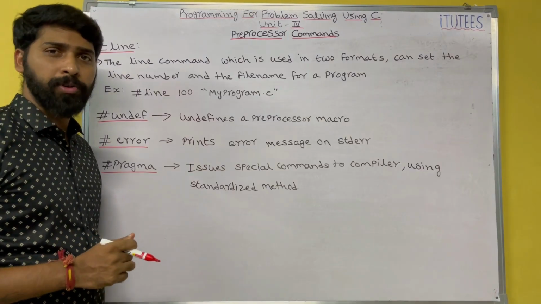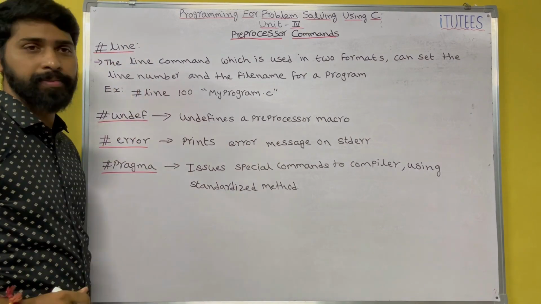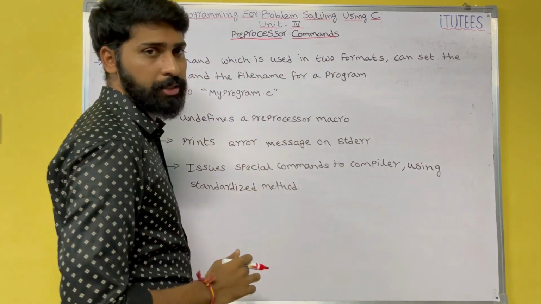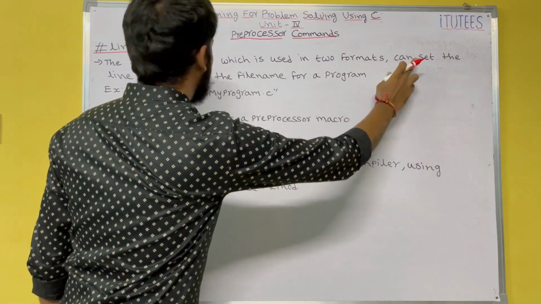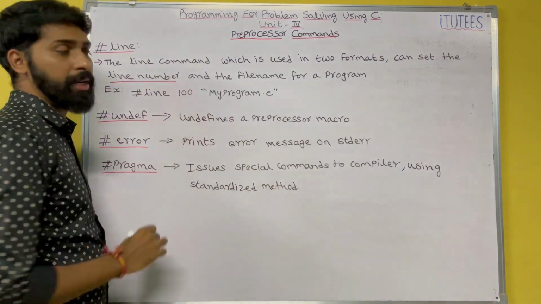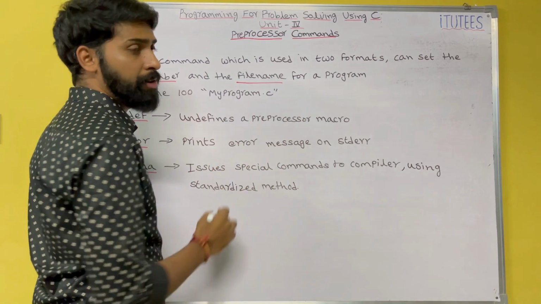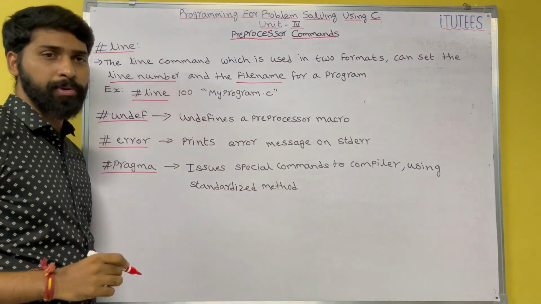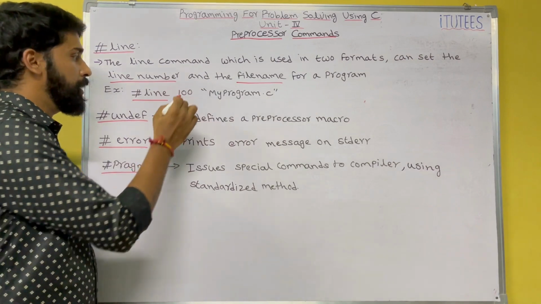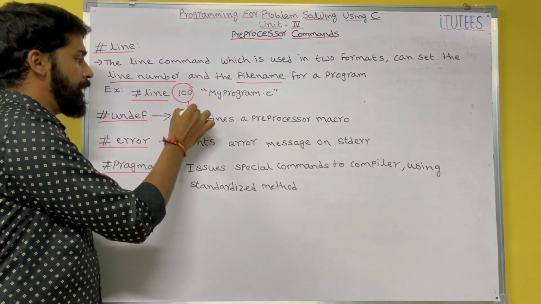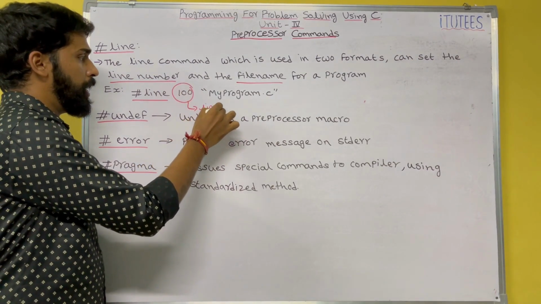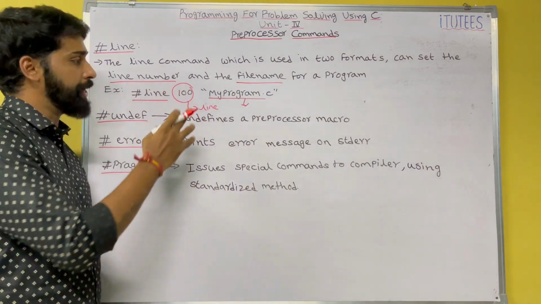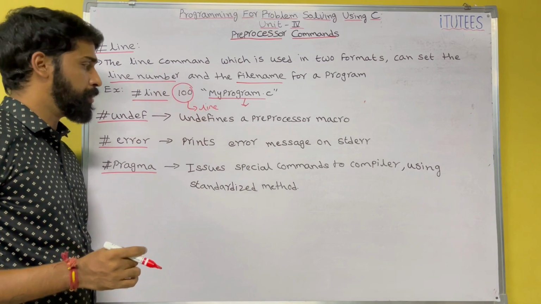Okay. The next preprocessor command is #line. The #line command is used in two formats. This can set the line number and the file name for a program. That means if you use this #line preprocessor in your program, now this 100 is set as the line number, and this name is set as your program name. We see the exact output when we execute the program.